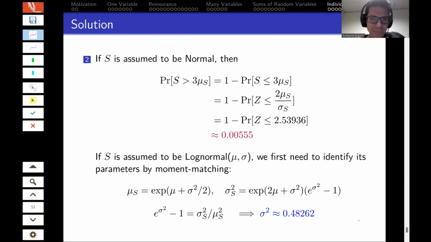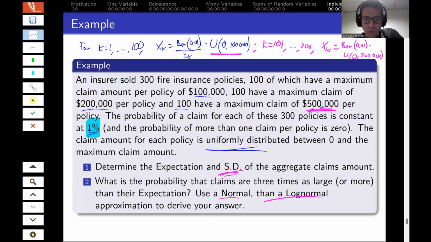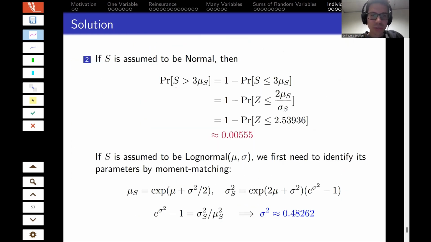Now for the approximation. What the question is asking is to approximate the probability that claims are 3 times as large or more than their expectation. As a mathematical statement, you're just looking for this probability that S exceeds 3 times its expectation. If you use the normal approximation, I think you're familiar with this type of calculation. The probability that S is bigger than this would be 1 minus the probability that it's smaller. Now S, you can standardize it: S minus mu S divided by sigma S follows a standard normal, which I'm calling here Z.